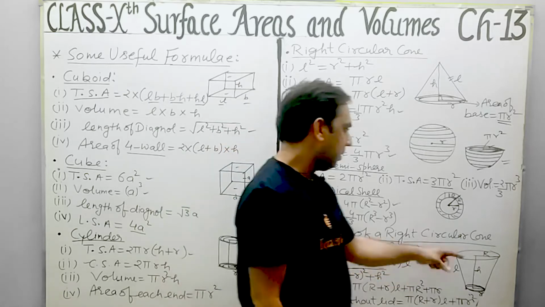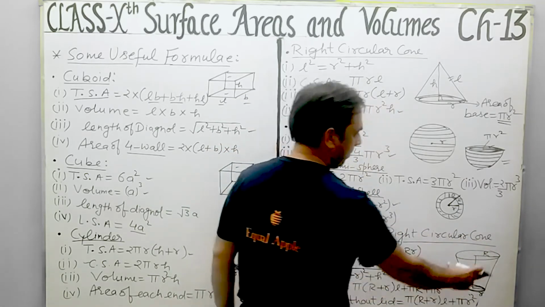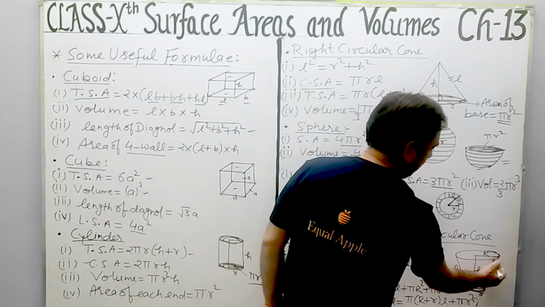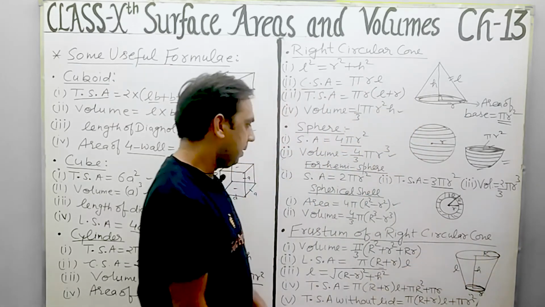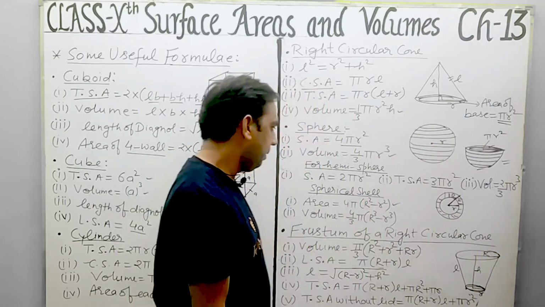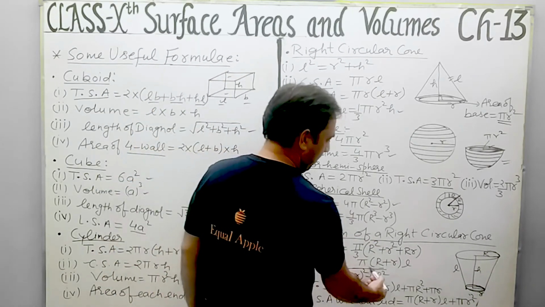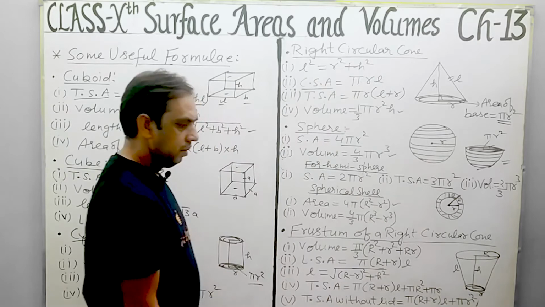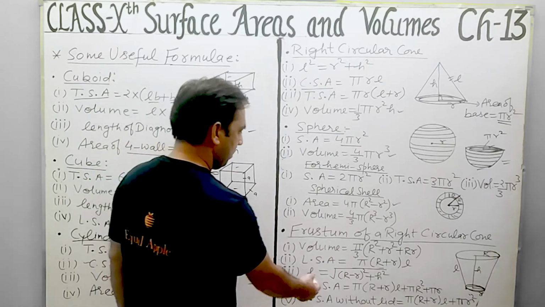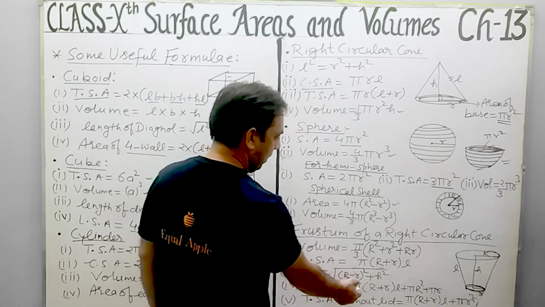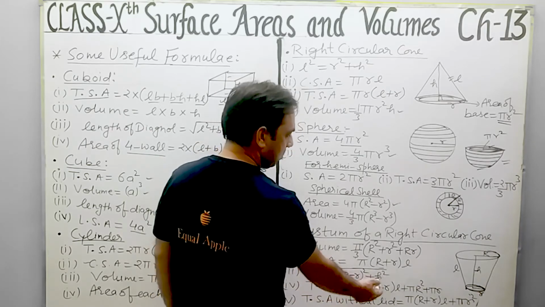Capital R is the radius of the upper part, and the small r is the radius of the lower part. So this is the formula of volume. And lateral surface area is pi times capital R plus small r into L, where you can find L by this formula: under root, capital R minus small r, whole square, plus h square.